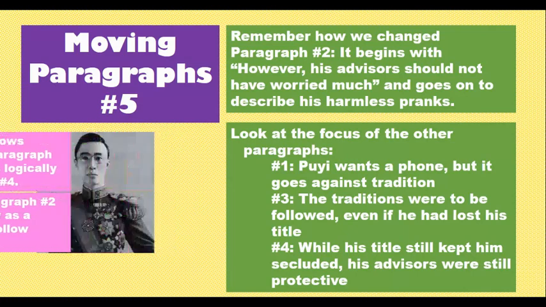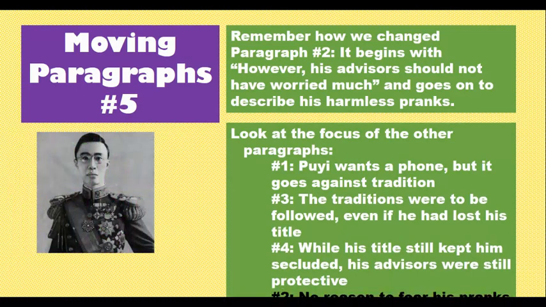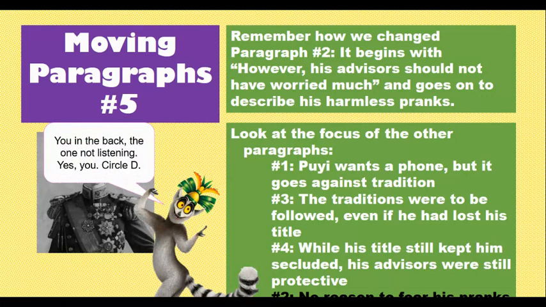Think about the point of paragraph 2 now, which is that there's no reason to fear his pranks. So he wants a phone. It goes against traditions. Traditions were to be followed, even though he'd lost his title. While his title still kept him secluded, his advisors were very protective. However, they shouldn't have been worried too much because these are just harmless pranks. And we realize, oh, paragraph 2 fits really well at the very, very end. All right, so make sure you circle D for number 5. Let's put it at the very end.